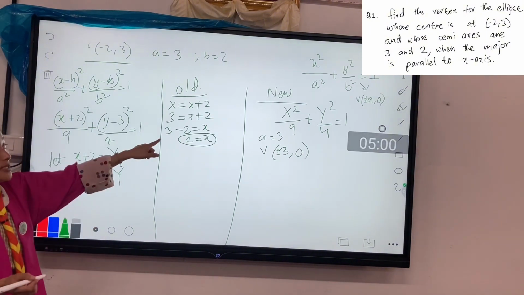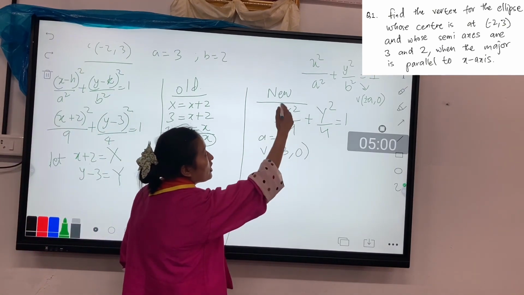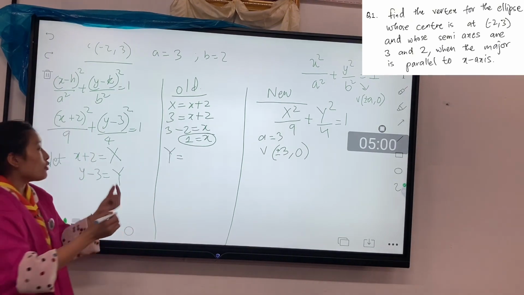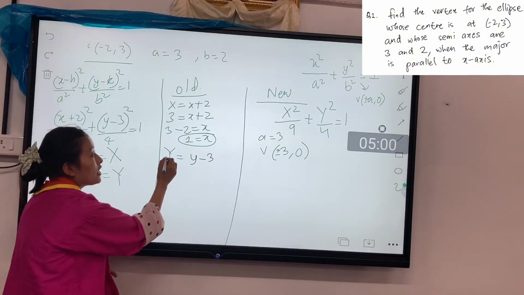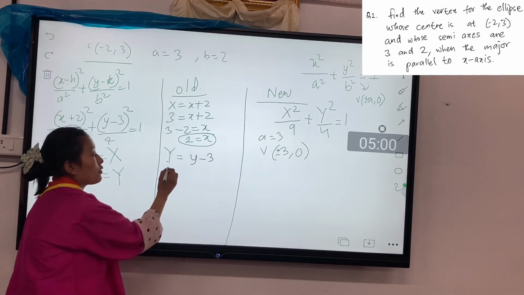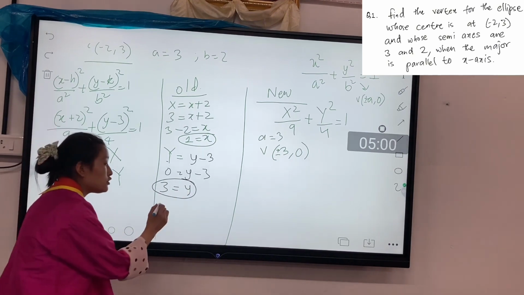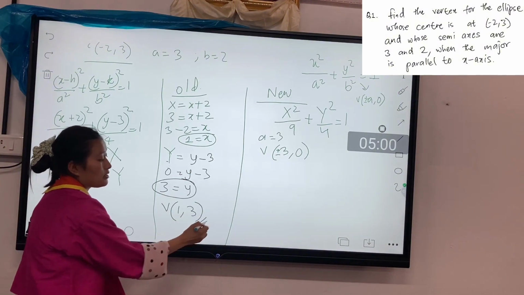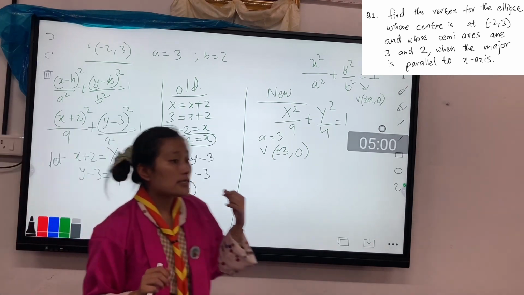Then the vertex came because I took the coordinates of the vertex. Then for your new one, your vertex y is 0. But you know that y in your old one is not capital Y. It is small y minus 3. So your capital Y is 0, which means your y in your old one is 3. Hence your vertex for the old is 1 comma 3. Making sense? Are you getting my point? So that's how you do it.